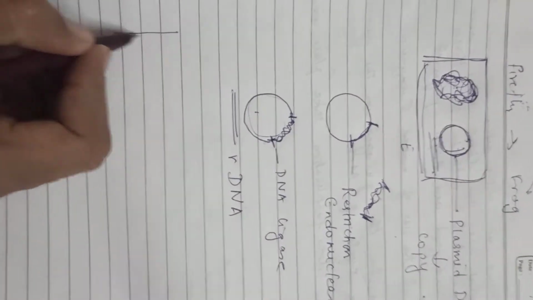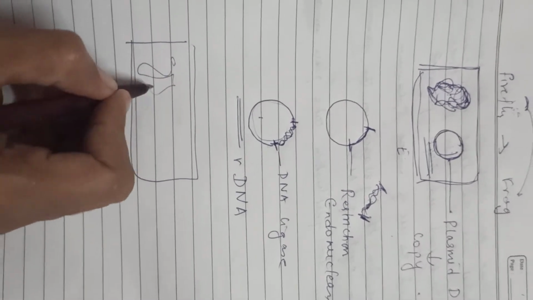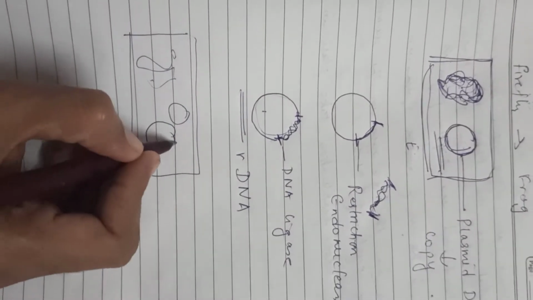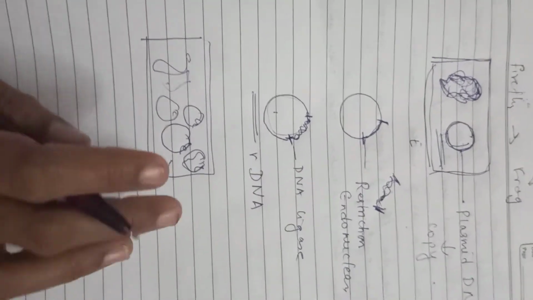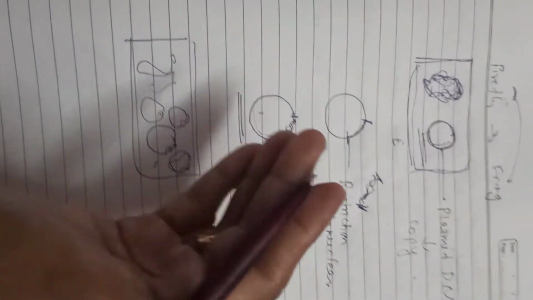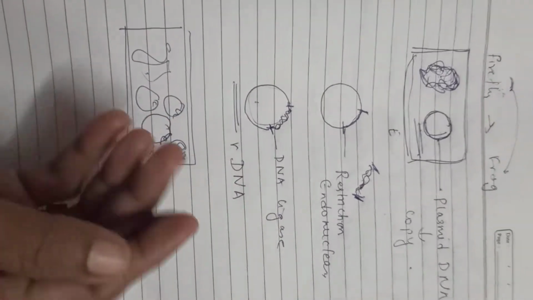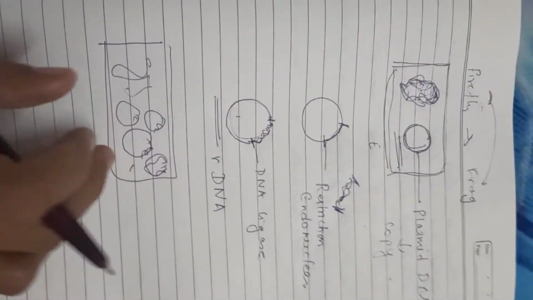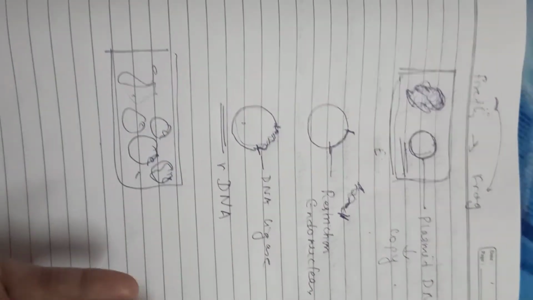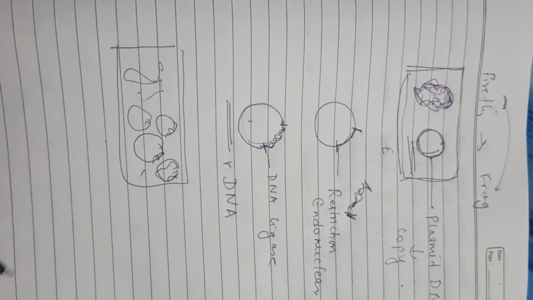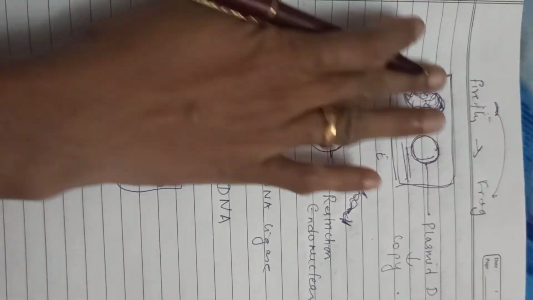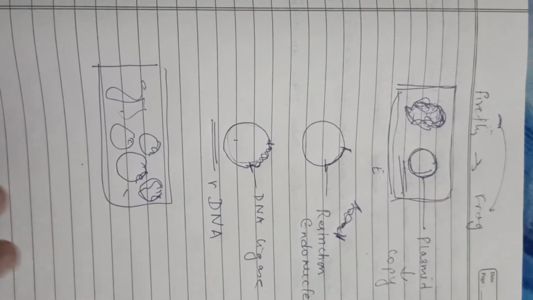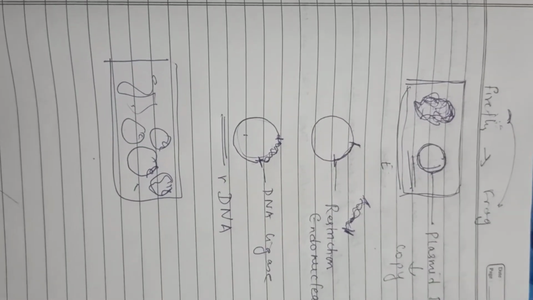Now this is introduced into a host cell and it is able to form copies of itself. So we are able to obtain a new organism in which this character is formed, and because it is able to replicate, it can be transferred to its progeny. So this is the general thing that happens in recombinant DNA technology.